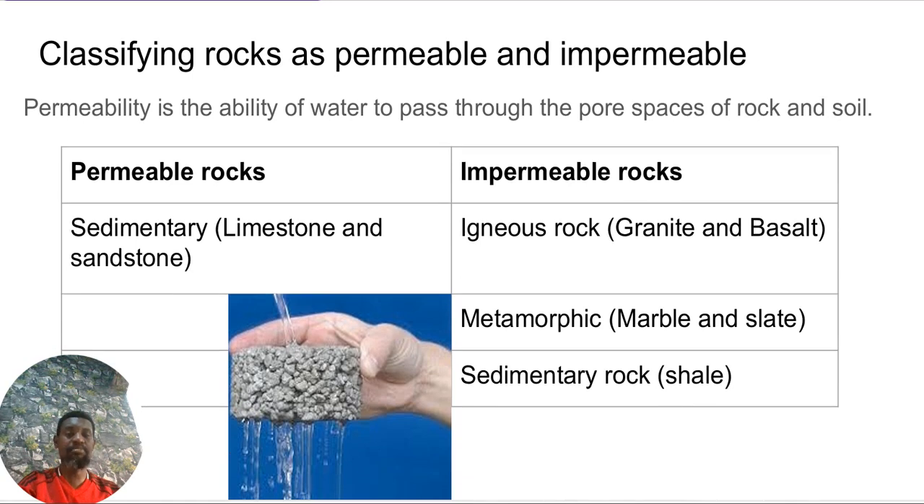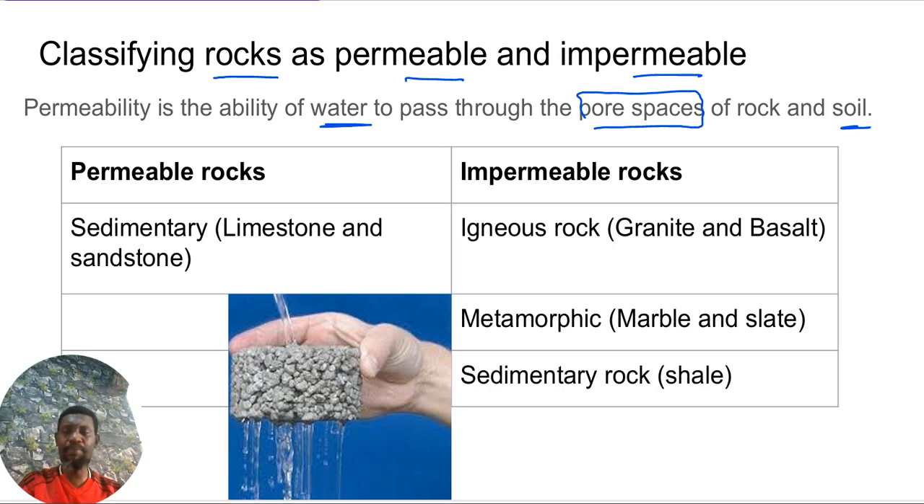Now we need to look at the last part. This should be the last part of your 1.1 formation of rocks, which is classifying rocks as permeable and impermeable. Now, what is permeability? Permeability is the ability of water to pass through pore spaces of rocks and soil. Some substances are permeable because they allow water to pass through them, while certain substances are impermeable because they do not allow water to pass through them.